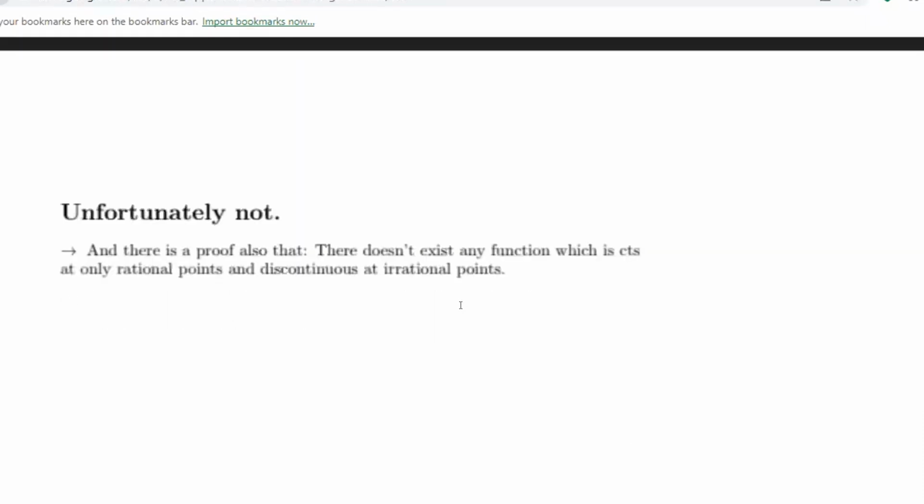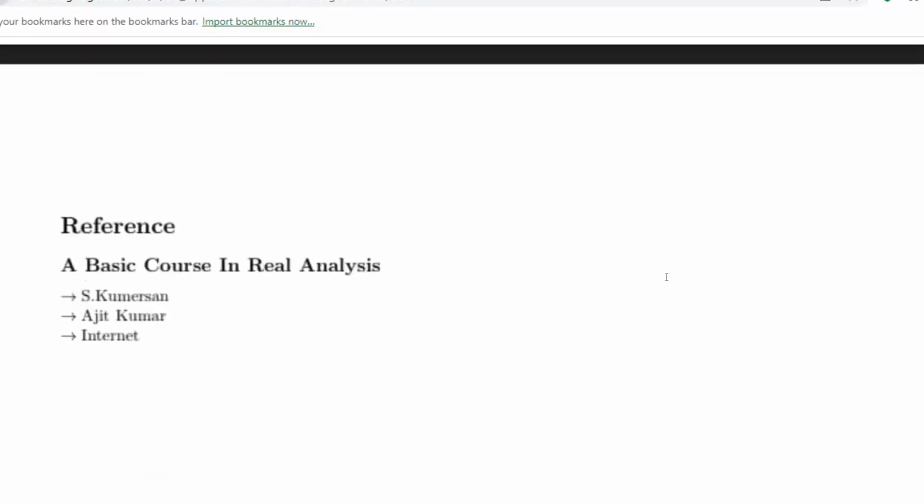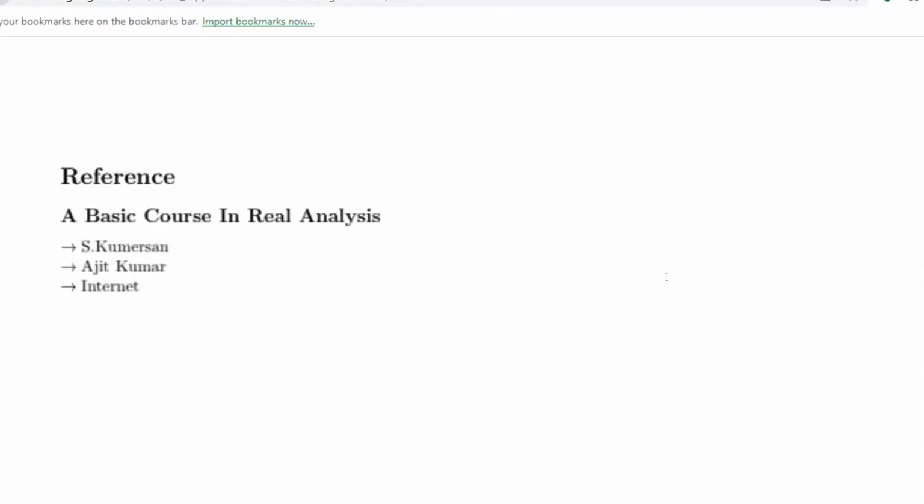People are saying no. Yeah, unfortunately it is not. There does not exist any function which is continuous at rational points and discontinuous at irrational points. And there is also a proof of that. That's all. And the reference I have taken is from A Basic Course in Analysis.